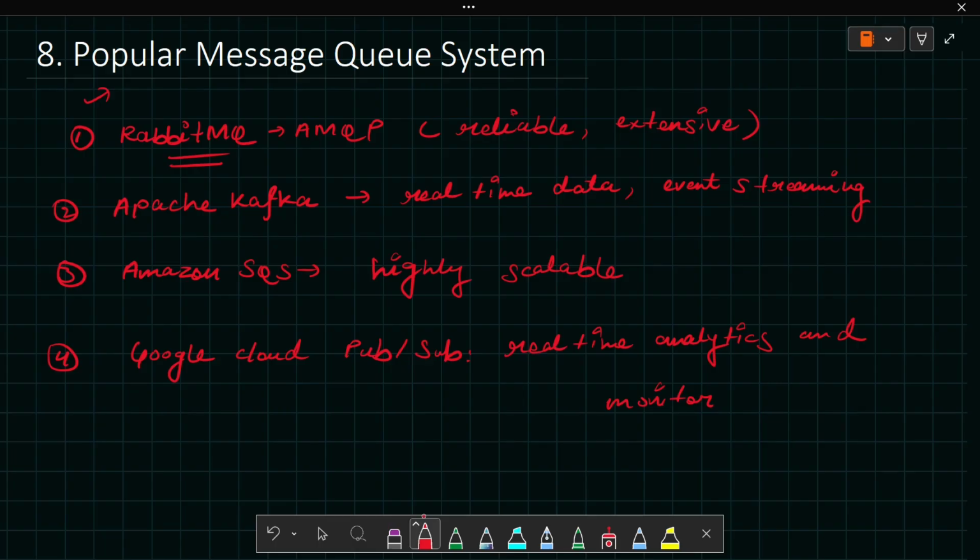Like Google Cloud, Amazon, Apache Kafka and RabbitMQ, we also have Redis Streams. It is a feature by Redis that provides a simple in-memory message queue with high performance and is suitable especially for lightweight tasks. And the last one is ActiveMQ. ActiveMQ is an open source message broker. It is a queue manager which supports various messaging protocols, and it is used in enterprise environments for reliable messaging.